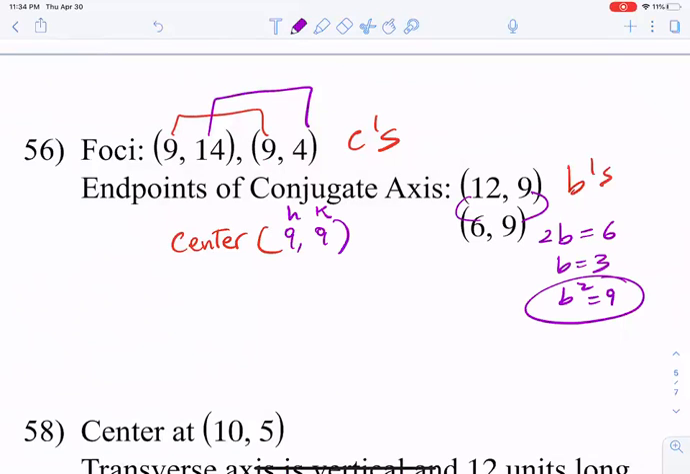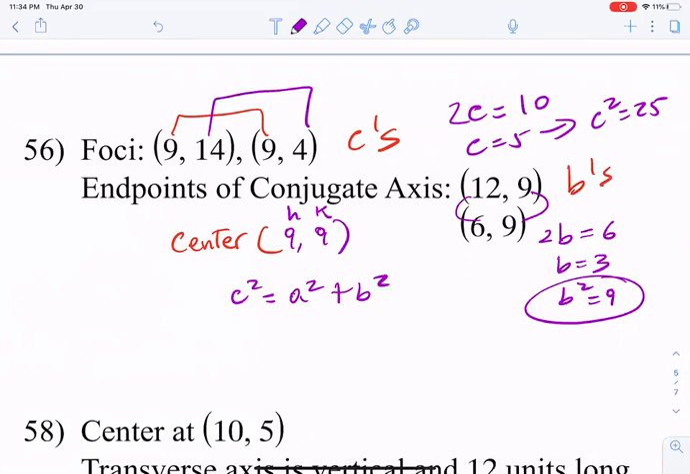And we can do the same thing here. So the C, from 4 to 14 is 10, right? So C equals 10 and C equals 5. So that means that C squared equals 25. So we need A squared. C squared equals A squared plus B squared. So this is 25. This is A squared. This is 9, 16. 16 is A squared. So now we have everything that we need to solve this problem.